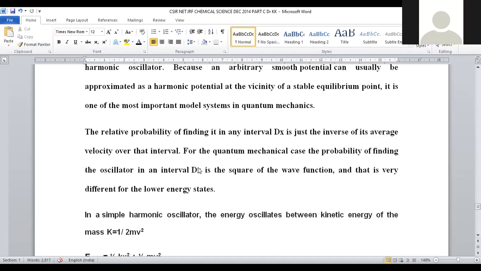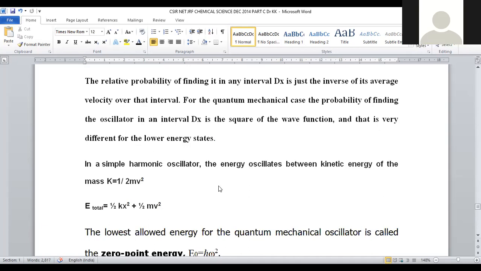The relative probability of finding the oscillator in any interval dx is just the inverse of the average velocity over that interval. For the quantum mechanical case, the probability of finding the oscillator in the interval dx is the square of the wave function. For a simple harmonic oscillator, the kinetic energy can be calculated as 1/2 mv^2. So the total energy is given by kinetic energy plus potential energy. Kinetic energy, just now we discussed, is 1/2 mv^2, and the potential energy is given by 1/2 kx^2.